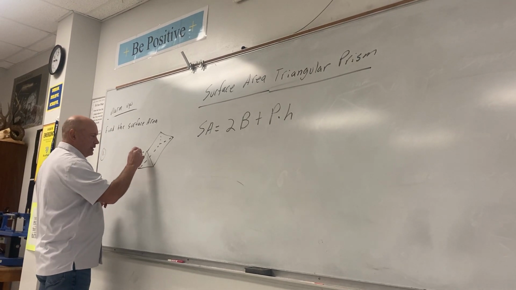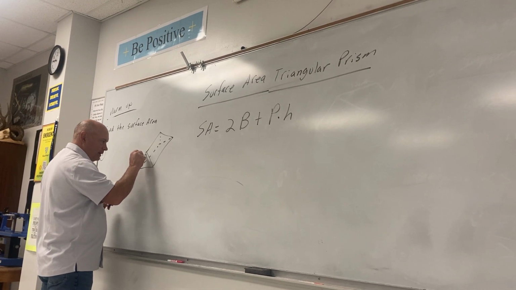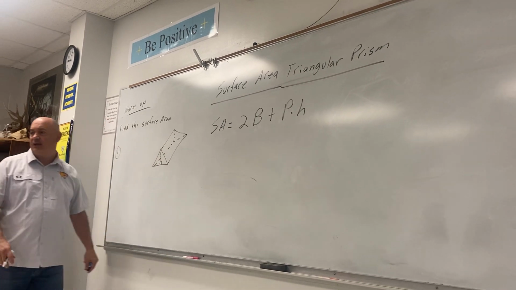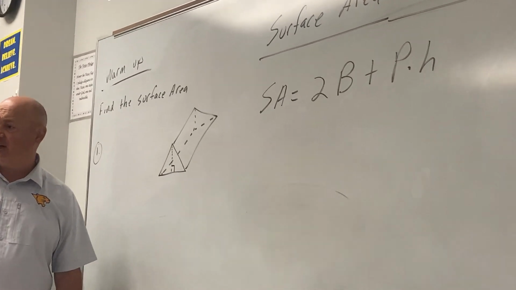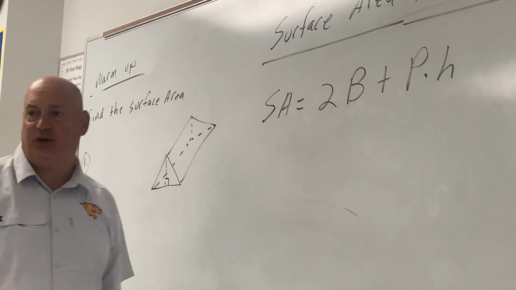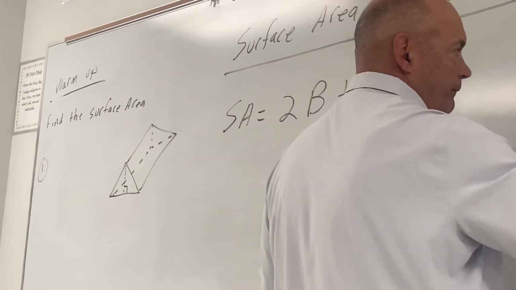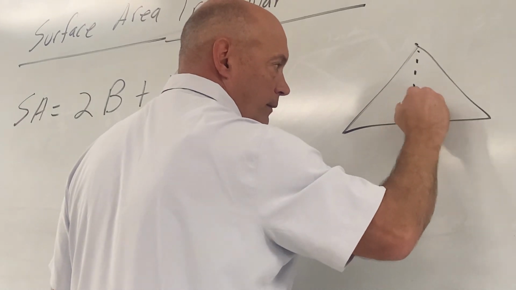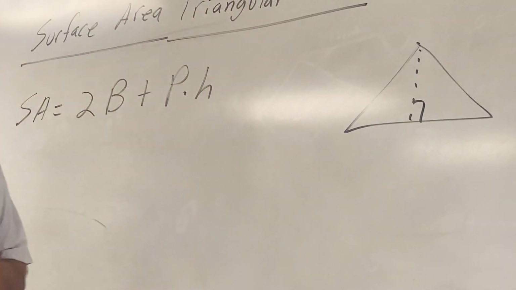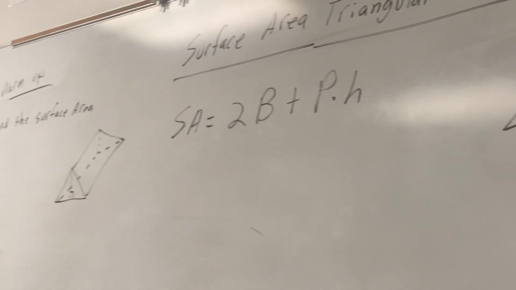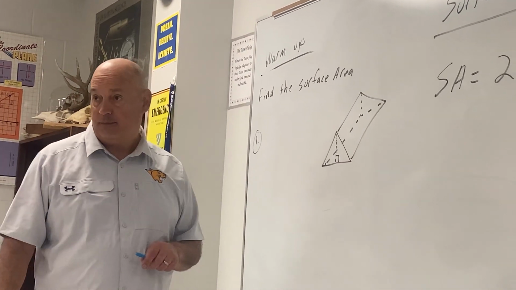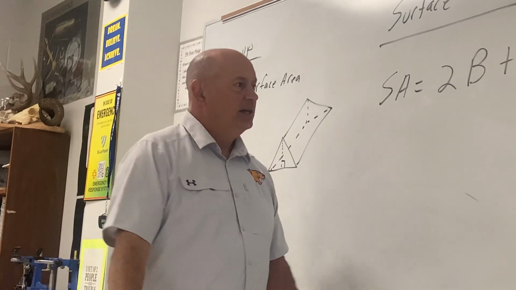I'm going to put a little dotted line here and a 90 degree in the middle. That 90 degree is very important. I'm going to break that triangle down over here. The 90 is what tells you the base and the height of the triangle. Are you with me?